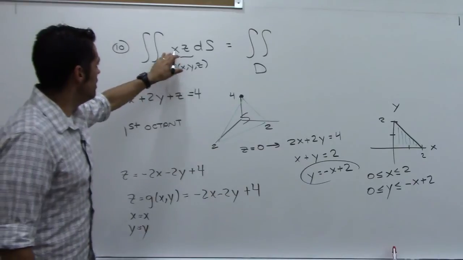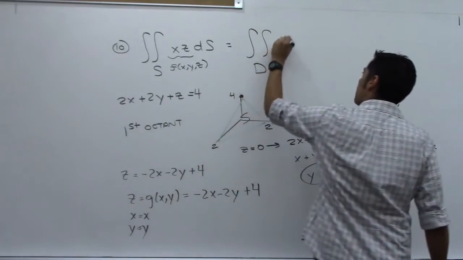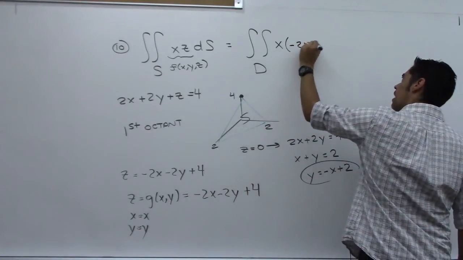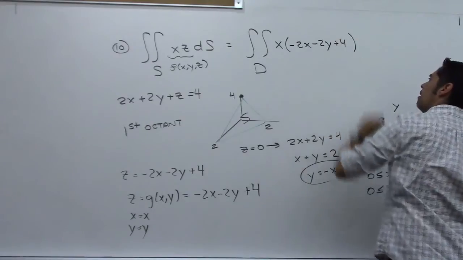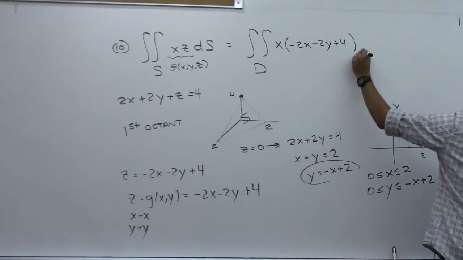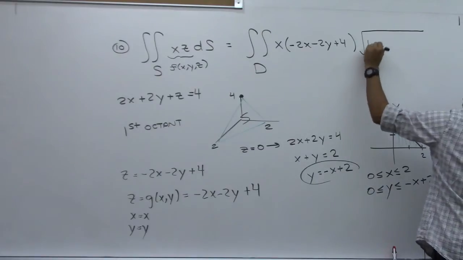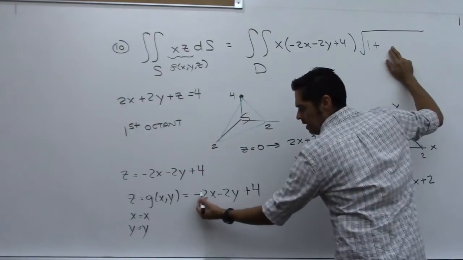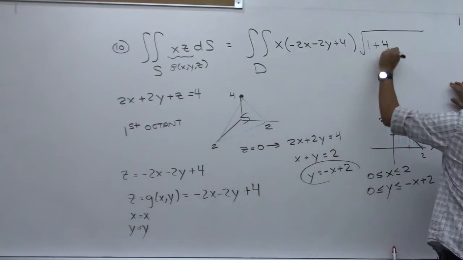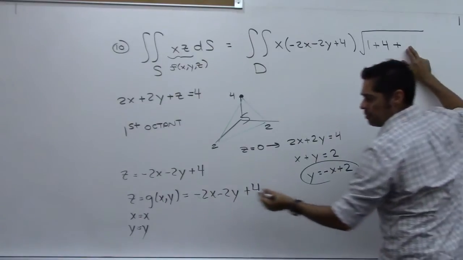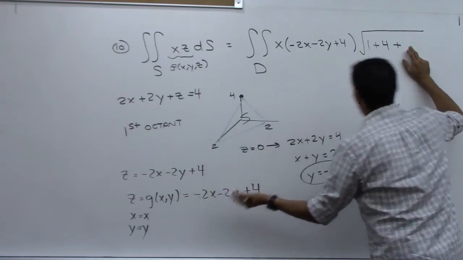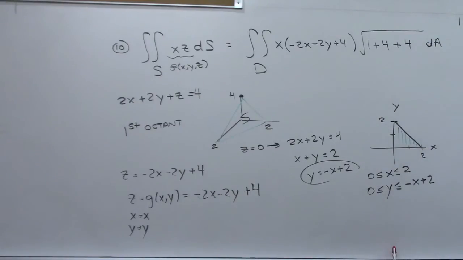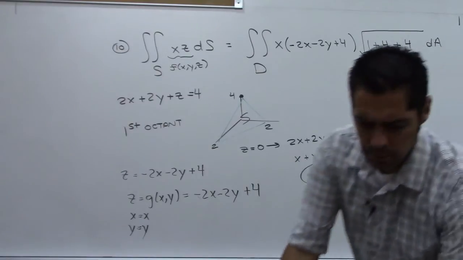So when I go to rewrite this, x will just stay x. Z will turn into this, so negative 2x minus 2y plus 4. But then the next part is the square root, so this is the shortcut part, of 1 plus the partial of g with respect to x, which is negative 2 squared, so 4, plus the partial of g with respect to y, which is negative 2 squared, which is 4 again, and then dA.